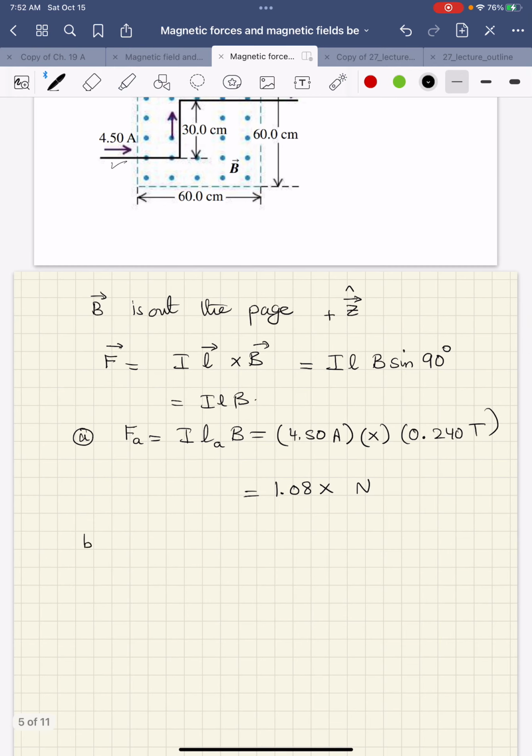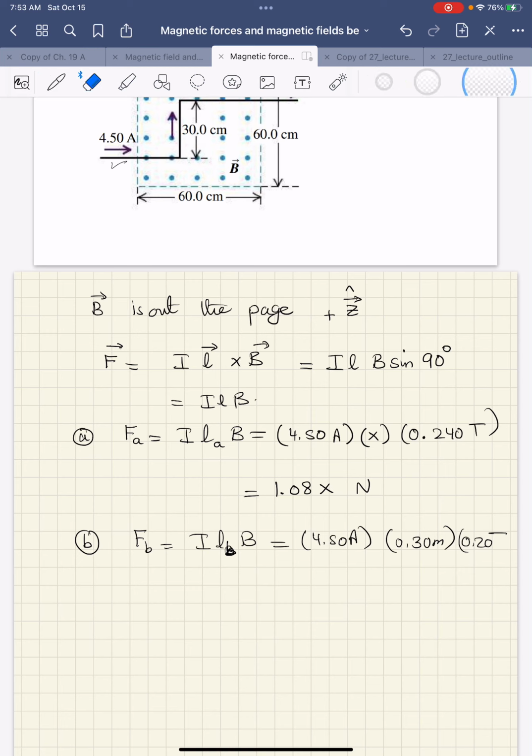Now for the second part, FB, it is again I L B, with B lowercase so that I know that it's the B section. And that is 4.50 amperes times 0.30 meters times 0.240 Tesla, and that is going to give us 0.324 newtons.